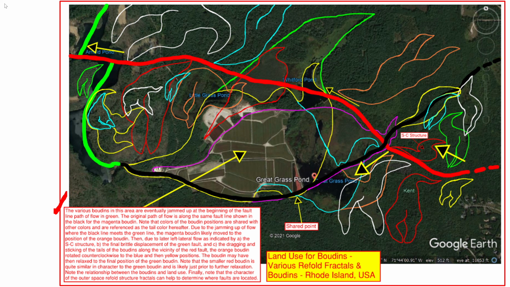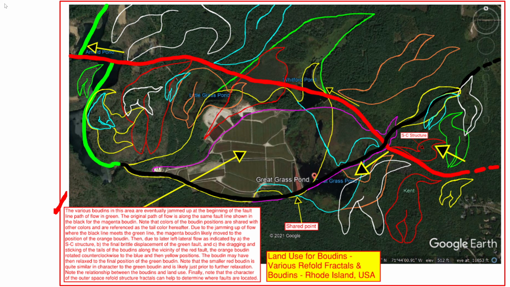You can see that snap there, that brittle snap. And C, the dragging and sticking of the tails of the Boudins along the vicinity of the red fault. The orange Boudin rotated counterclockwise to the blue, and then to yellow positions. The Boudin may have then relaxed to the final position of the green Boudin. Note that the smaller red Boudin is quite similar in character to the green Boudin and is likely just prior to the further relaxation. Note the relationship between the Boudins and land use.